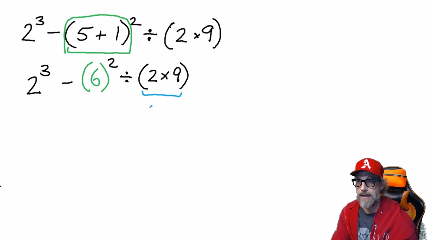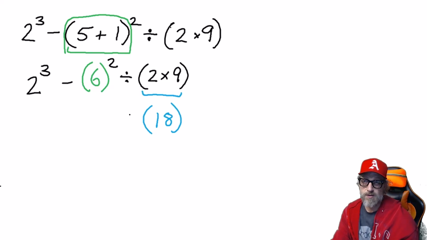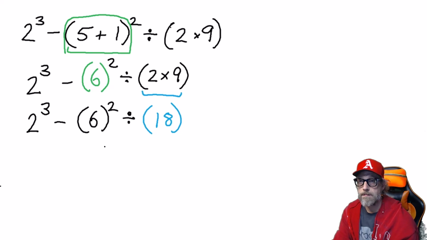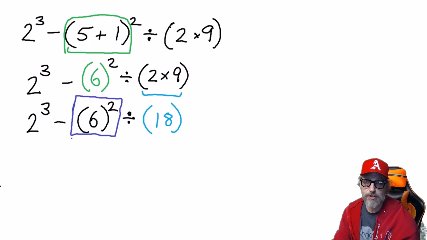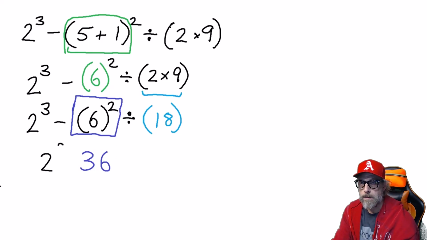2 times 9 is 18. If I'm not sure if those parentheses will be needed, I will keep them there and recopy everything else. Now, our 2 groups are both completed. Our next step is the exponent. We have one exponent here, 6 to the power of 2. That's 6 times 6 equals 36. And a careful recopy: 2 to the third minus 36 divided by 18.